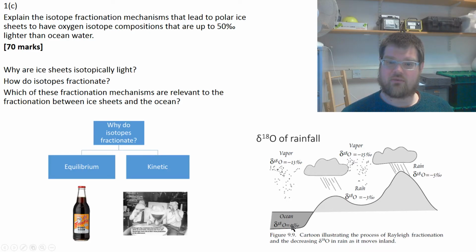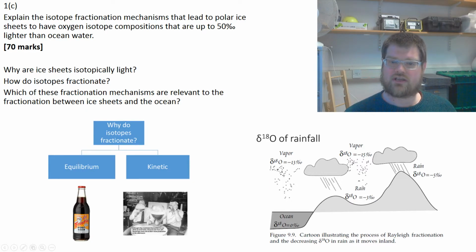So what is going on? What's causing the isotopic composition of the ocean to be different from the water that's evaporated from that? There are a number of options available to us among all of the possible mechanisms of isotope fractionation. There could be equilibrium or kinetic isotope fractionation. And we'll look at equilibrium isotope fractionation first, because that is the most relevant in this case.